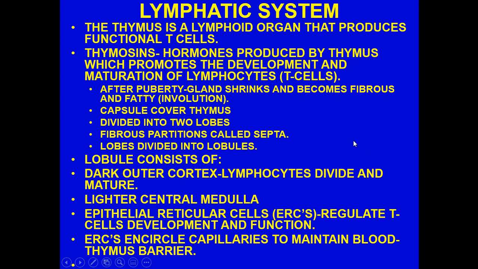Now, the thymus is also a lymphoid organ, and it produces functional T cells. It is also an endocrine organ in a way because it produces thymosins. These are the hormones produced by the thymus which promote the development and maturation of lymphocytes, basically T cells. After puberty, though, the thymus gland shrinks and becomes somewhat fibrous and fatty. This is called involution. The capsule covering the thymus exists, and the thymus is divided into two lobes. The fibrous partitions are called septa.